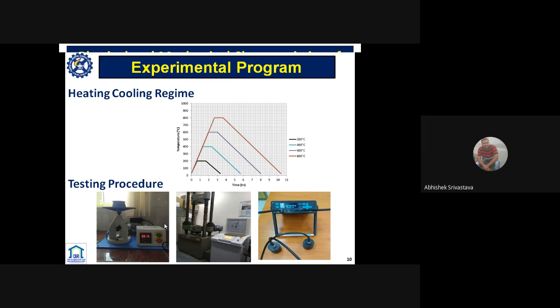This is the testing procedure for the workability and flowability test. The flow table test of Aimil company is used. Compressive strength is estimated using a 1000 kilonewton UTM, and UPV is estimated using the Proceq Pundit UPV tester machine having a transducer of 54 kilohertz.